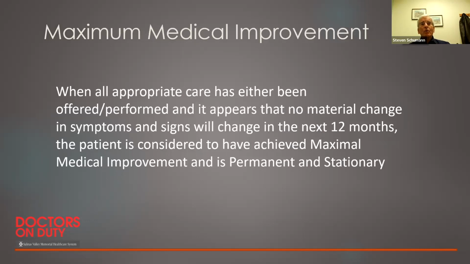And then when all's said and done, and nothing makes them better in the work comp world, but also in the group health world, we think about telling the patient, medicine's not a perfect science. There are occasions where we just can't make all things go away, and we need to recognize that this may be present for a while. And so when all appropriate care has either been offered or performed, and it appears that no material change in symptoms and signs will change in the next 12 months, this is out of the labor code, the patient's considered to having achieved maximal medical improvement and it is permanent stationary.